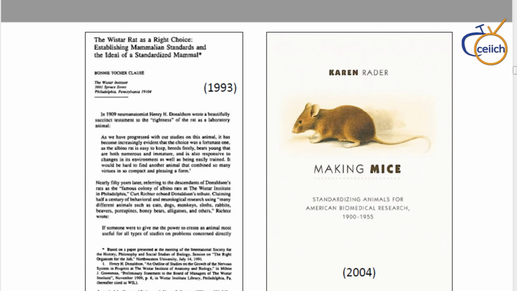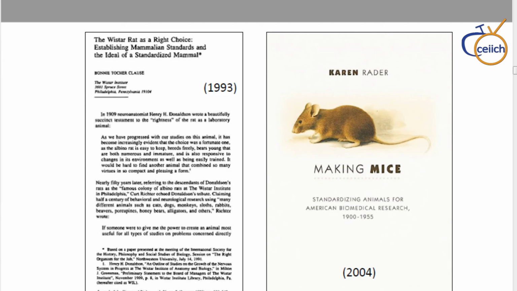Karen Rader has a book about lab mice. Lab mice, similarly, are standardized, and the common lab mouse comes from Jackson Laboratories. In both of these stories, it's interesting about the origins. These rats and mice were bred by breeders, and those breeders tended to be amateurs as opposed to professional scientists.